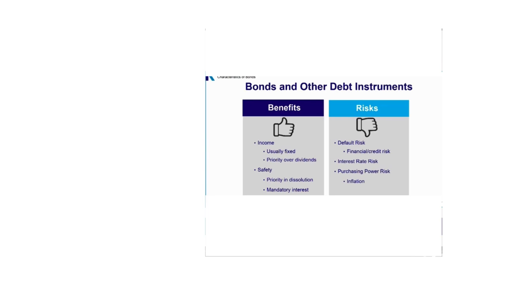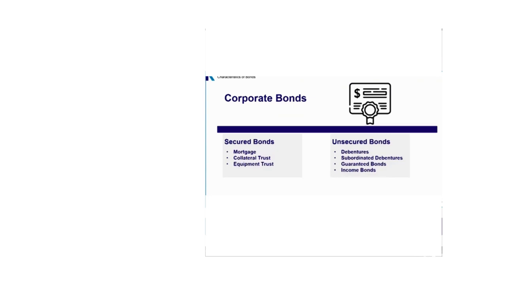Interest rate risk is another risk lurking in the background that bond investors need to be aware of. Remember, we talked about the idea that once an investor buys a bond, the interest rate is usually fixed. So if interest rates increase after the investor buys the bond, it may lose value if the investor tries to sell it on the secondary market at some point in the future. Finally, purchasing power risk, or inflation risk as it's often called, is something bond investors also face.